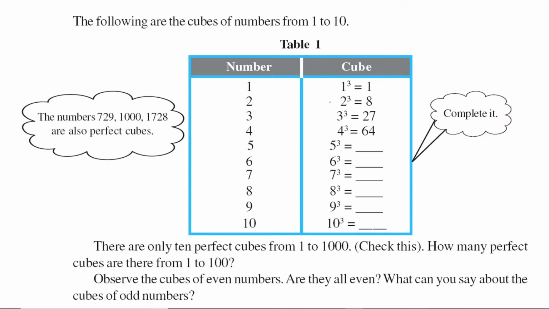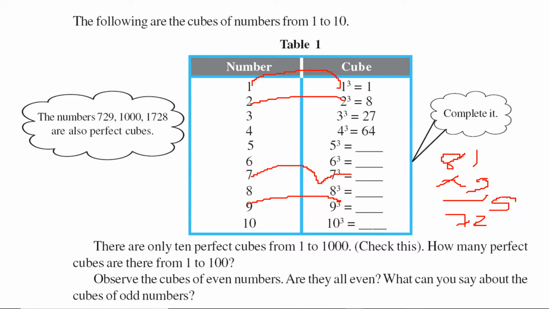So these are all the cubes from 1 to 10. 1 is 1 into 1 into 1. 2 is 2 into 2 into 2. 7 is 7 into 7 into 7, right? This 7 cube will be the cube of 7. 9 into 9 into 9. 9 9s are 81, 81 into 9. 9 times 9 is 81, and 81 times 9 is 729. So 729 is the cube of 9, which is shown here. Right?